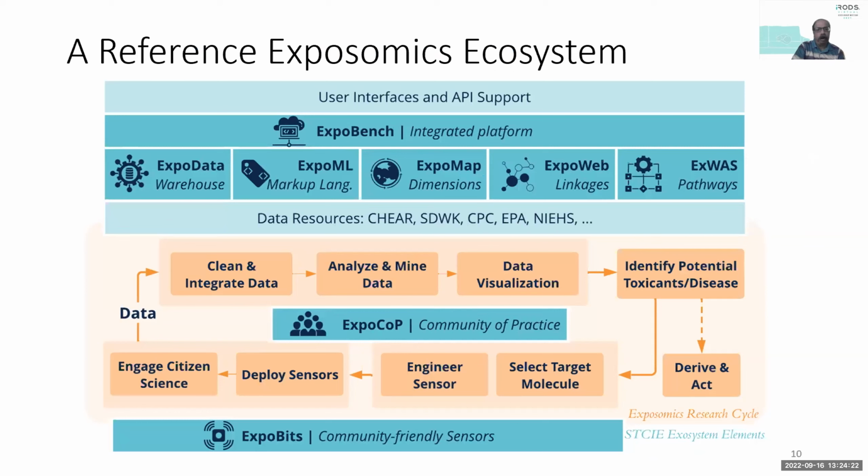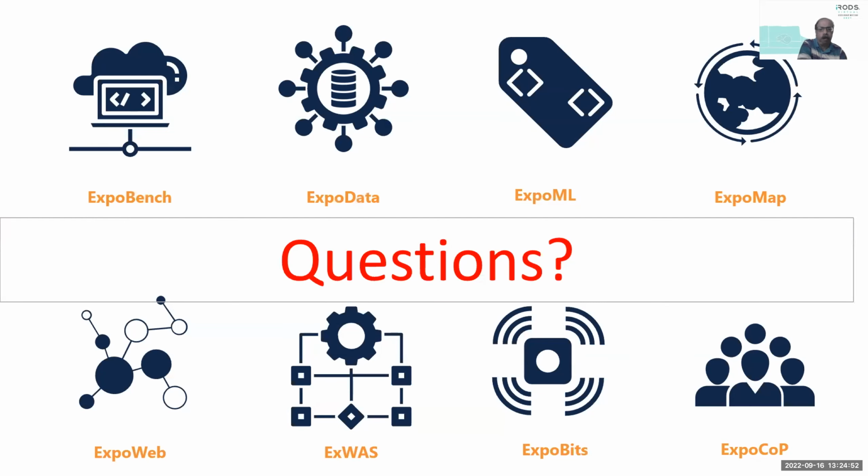And here I throw up a reference exposomics ecosystem, based on what I talked about before, the ERC as well as the three different challenges, and trying to pull them together in data mappings and trying to use community-friendly sensors for gathering data and so on. I think I'll stop here.